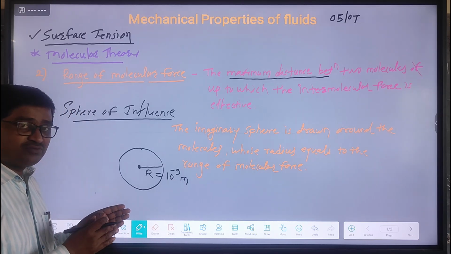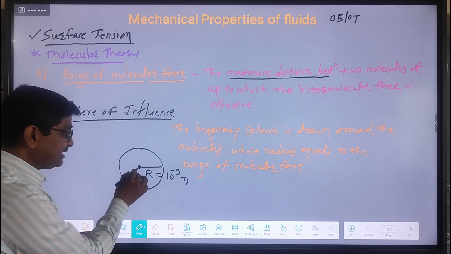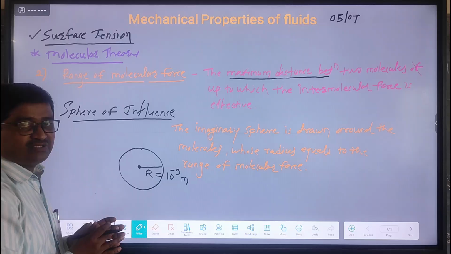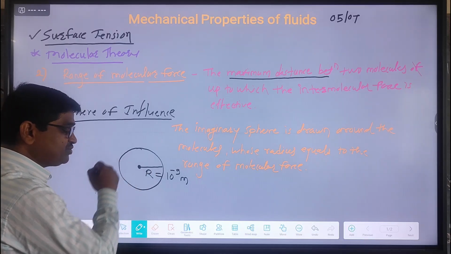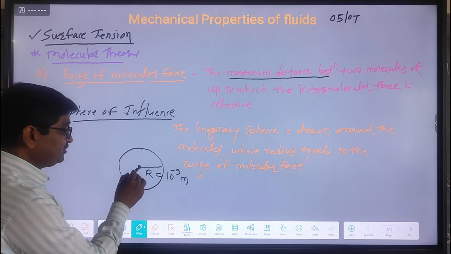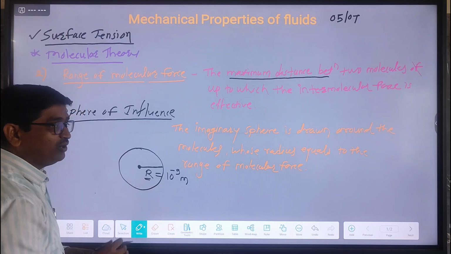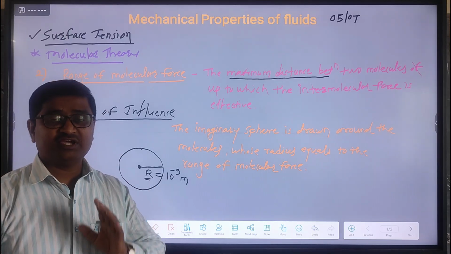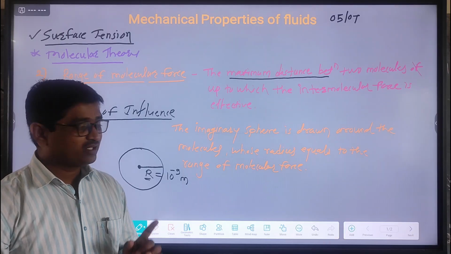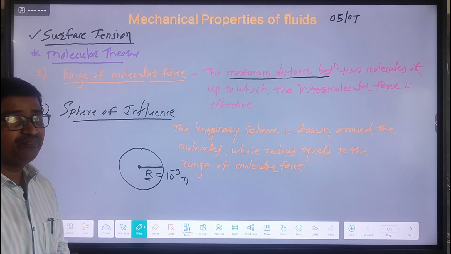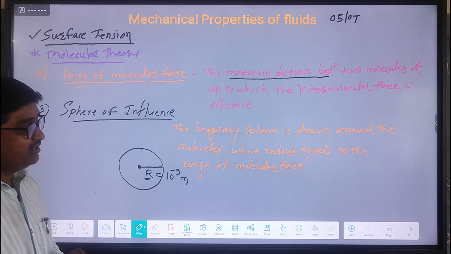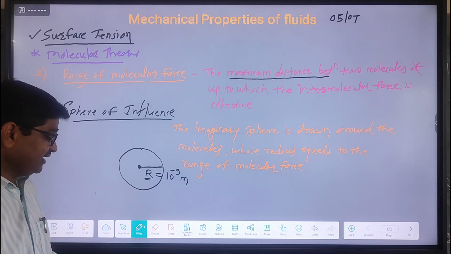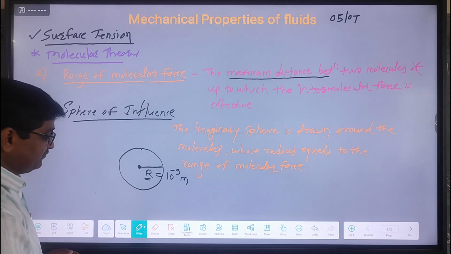According to this, you can imagine the size of the particle, the size of the molecule. It is very, very small. The imaginary sphere drawn around the molecule, whose radius is equal to the range of molecular force, is called the sphere of influence. Get it clear? This is the third important definition according to the molecular theory.